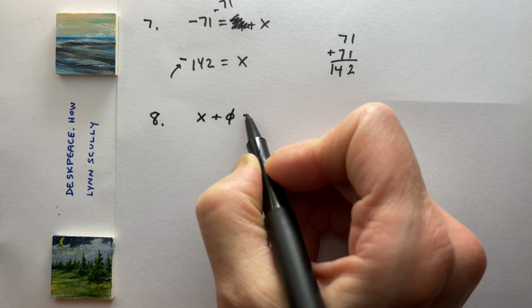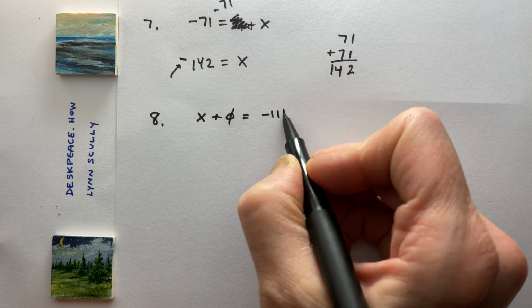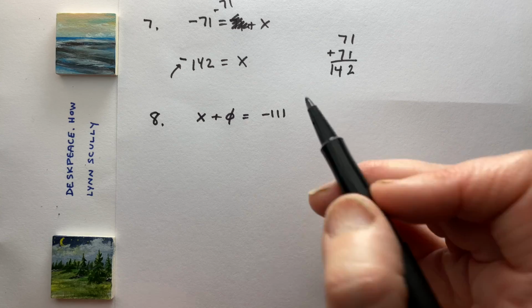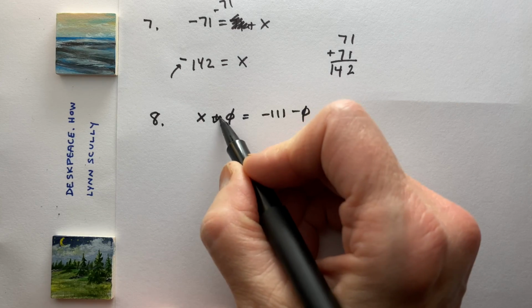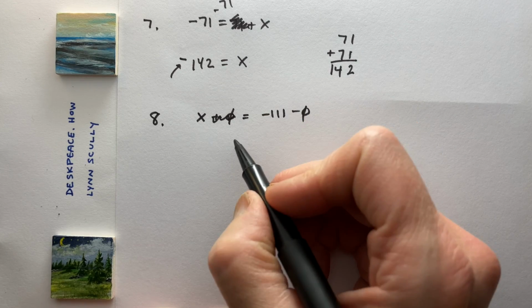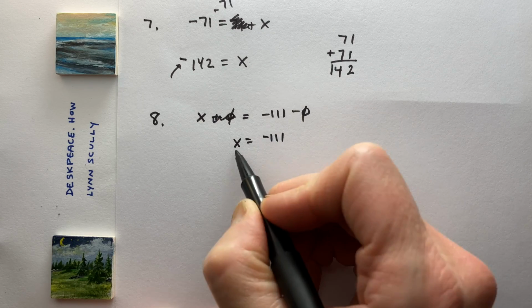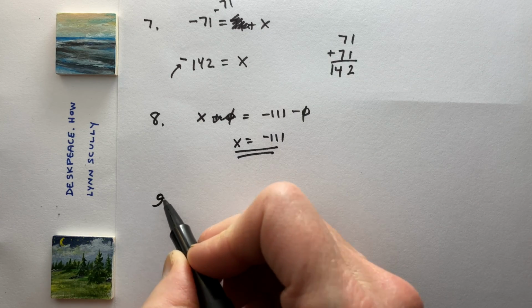X plus 0 equals -111. Get the x alone. 0 is attached by addition. I don't need to move it, but I'll just do it anyway. It's already really alone if it only has a 0 attached. X equals -111. Number 9.